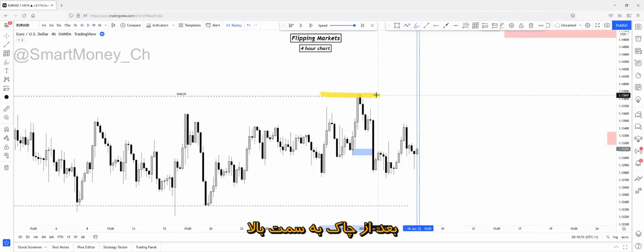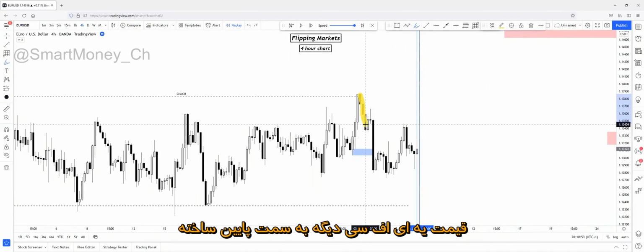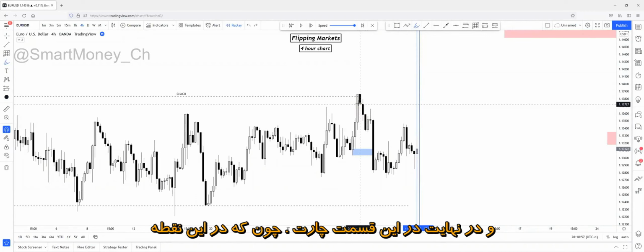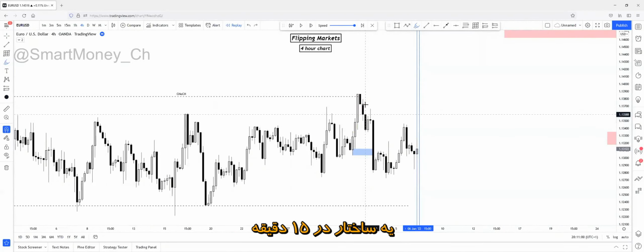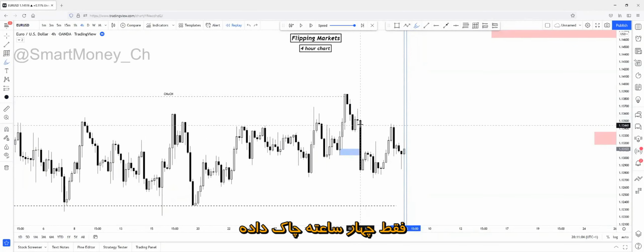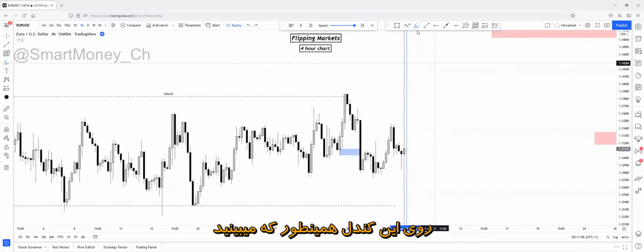After a character change to the upside, price created another inefficient movement to the downside, basically changing character on the 15-minute and the 5-minute chart here, because there will be a structural point on the 15-minute and the 5-minute on this candle. But on the 4-hour chart, price changed character from this candle, as you can see.